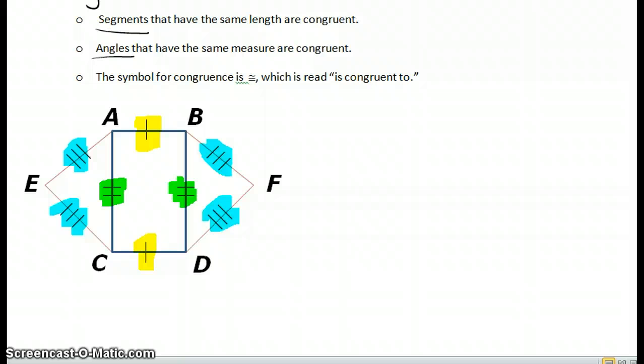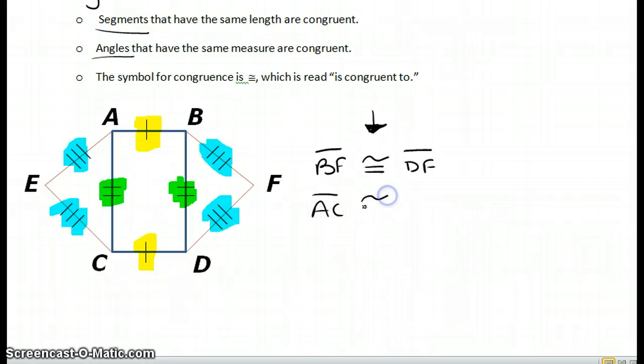So I could label line segment BF is congruent to line segment DF. Our symbol for congruence is an equal sign with a squiggle on top, kind of like what you make when you write the pi sign. Another set of line segments that are congruent could be line segment AC is congruent to line segment BD. You'll notice each thing that I'm labeling has its symbol on top of it. Line segments, because none of these continue in all directions or even one direction.